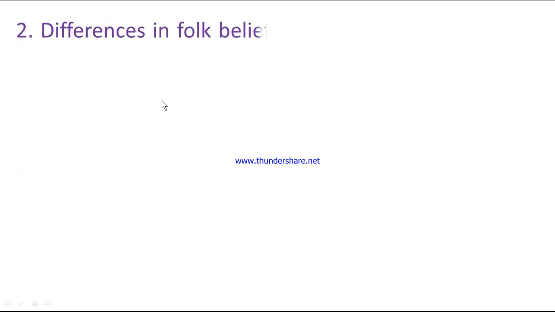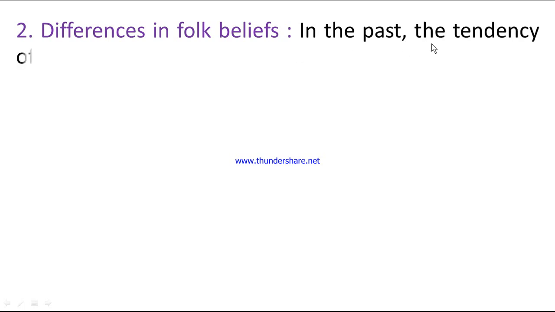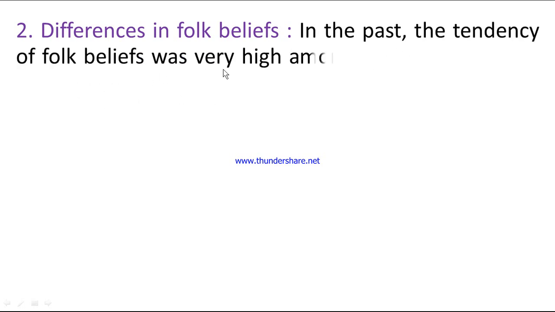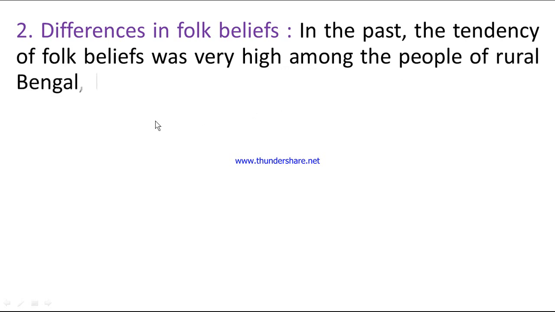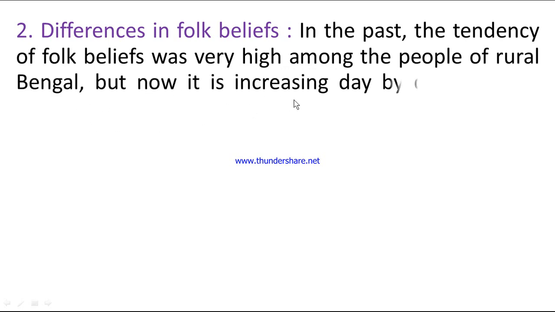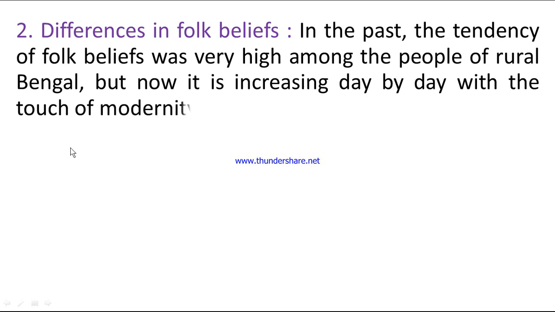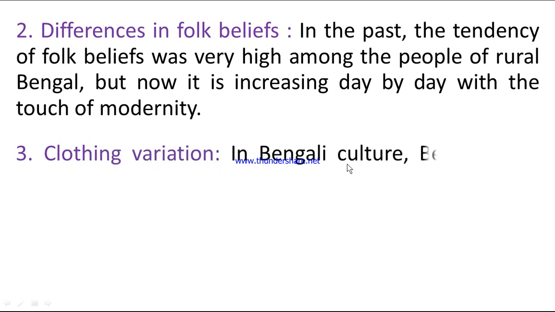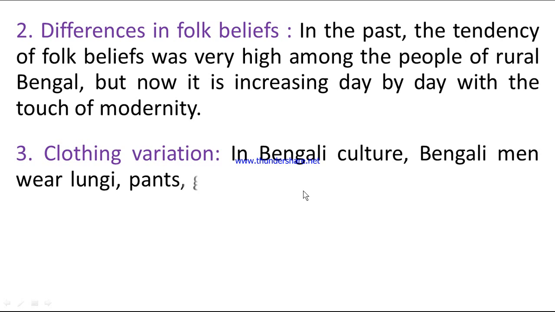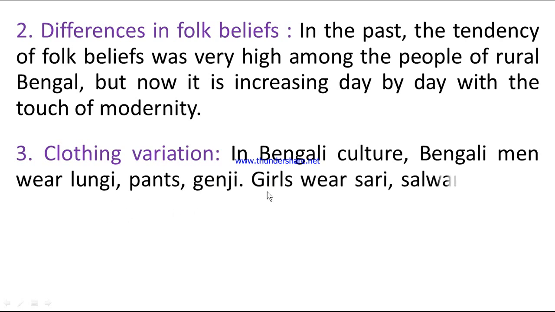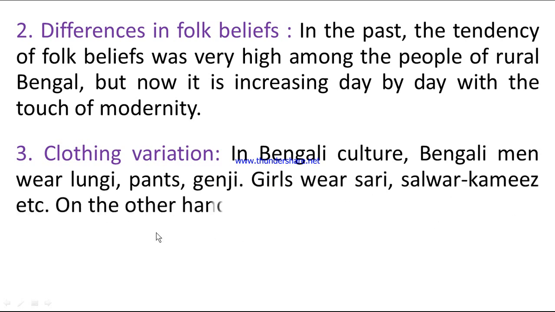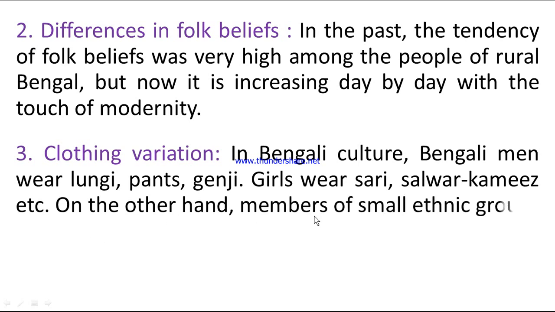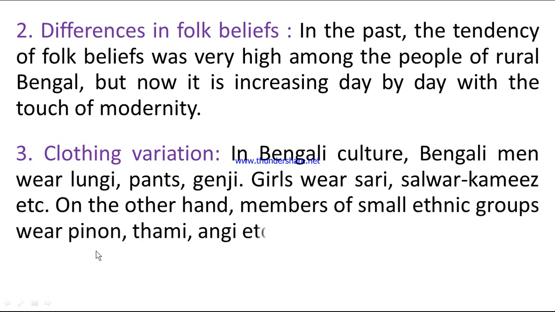Number two, differences in folk beliefs. In the past, the tendency of folk beliefs was very high among the people of rural Bengal, but now it is decreasing day by day with the touch of modernity. Number three, clothing variation. In Bengali culture, Bengali men wear lungi, pants, genji. Girls wear sari, salwar kameez, etc. On the other hand, members of small ethnic groups wear pinon, thami, angi, etc.